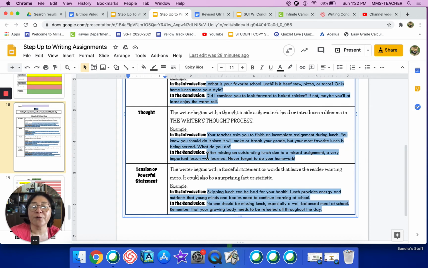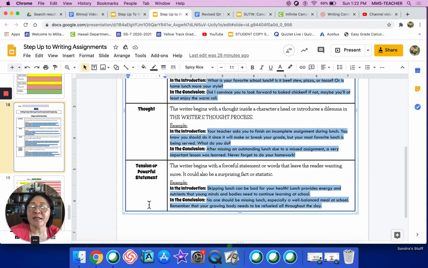Here's an example of a blue you could use in your conclusion. After missing an outstanding lunch due to a missed assignment, a very important lesson was learned. Never forget to do your homework. Okay? And the fourth is the tension or powerful statement. The writer begins with a forceful statement or words that leave the reader wanting more. It could also be a surprising fact or statistic.